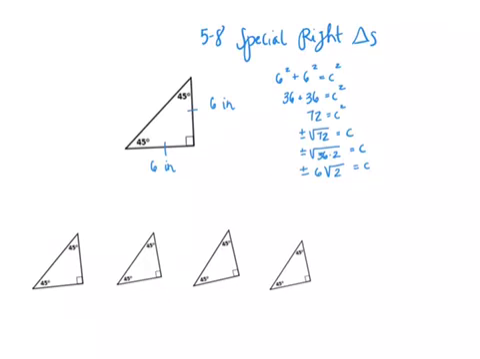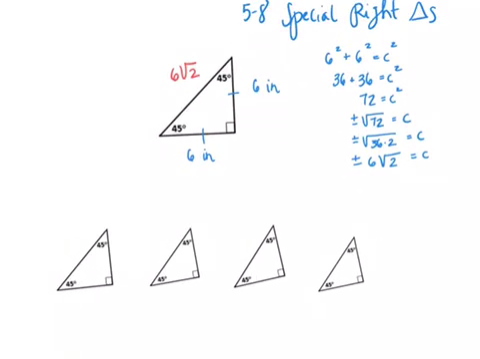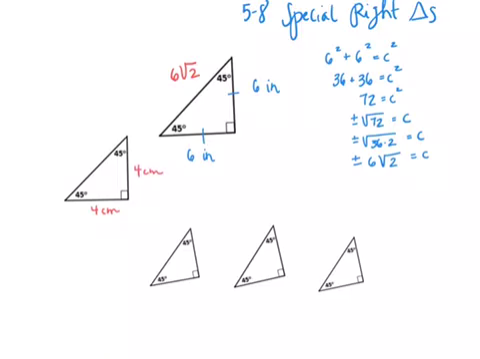Now what I wanted you to see, or what I wanted to talk about, is there's always this pattern. So anytime you have 45, 45, 90 triangles, we can see a pattern. So for instance, if this was 4 centimeters and this is 4 centimeters, you can do the Pythagorean theorem to check, but the hypotenuse is always going to end up at 4 root 2.